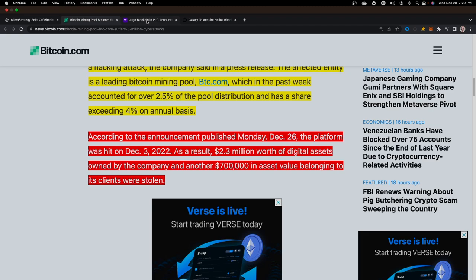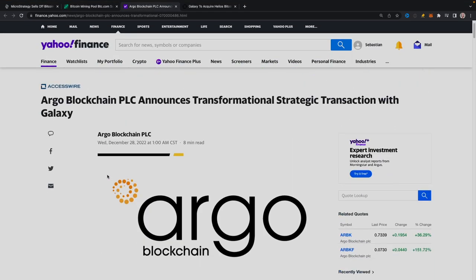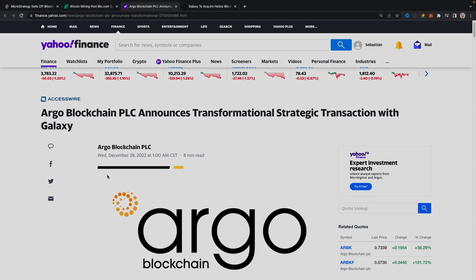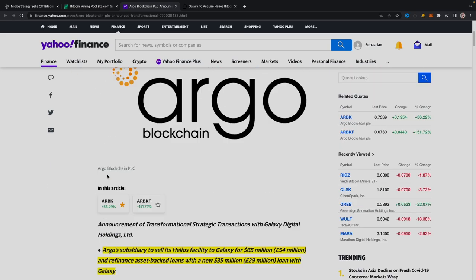Okay, next, our big story here, Argo. So there's a lot to go over here. Argo Blockchain announces transformational strategic transaction with Galaxy. So that's Galaxy Digital. That's Mike Novogratz's company.